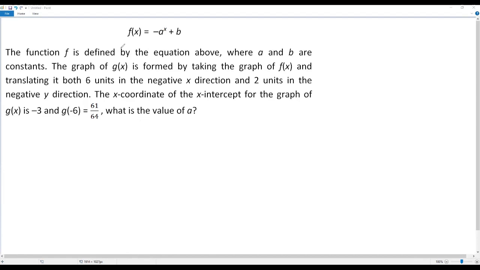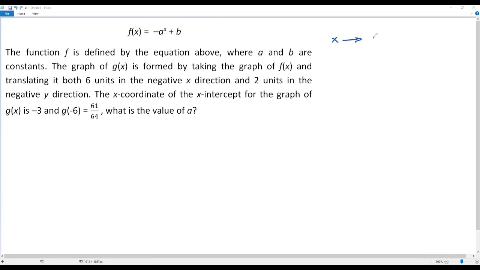Okay, here we have the function f of x, and the question says we have to apply two transformations on the function f of x to get the graph of the function g of x. So the two transformations are 6 units in the negative x direction and 2 units in the negative y direction. Negative x direction means it is a horizontal translation to the left, and negative y direction means it's a vertical translation down.